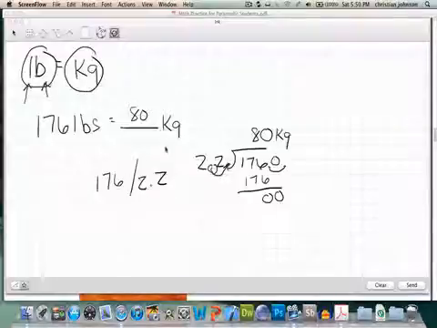But that is the first concept we've got to get down. So converting pounds to kilograms, we're taking the patient's weight and we are dividing it by 2.2.